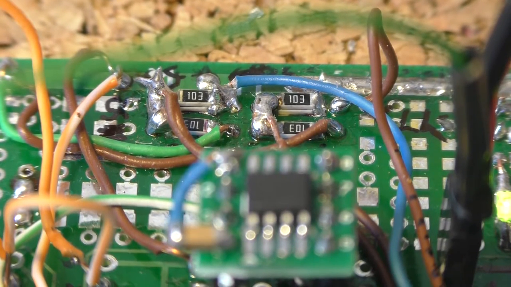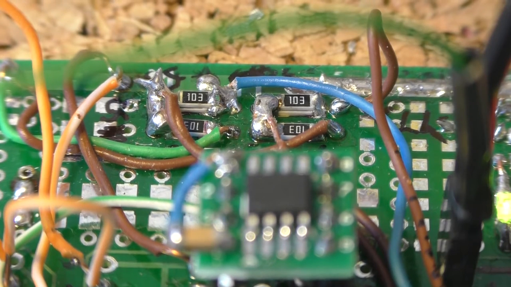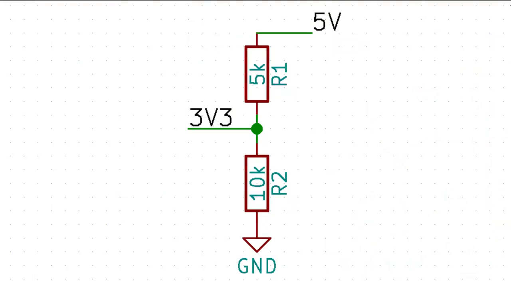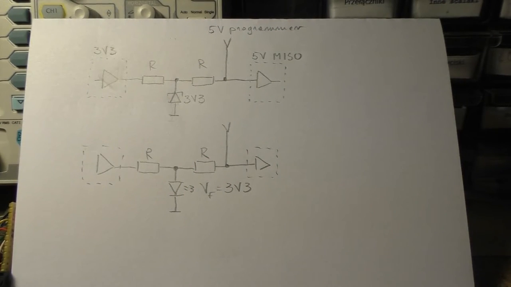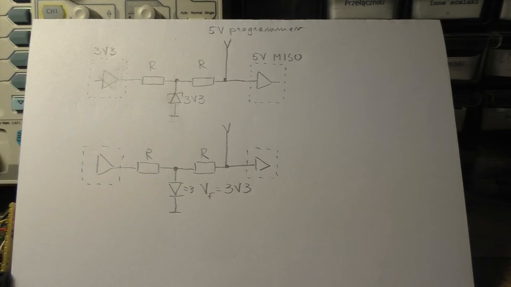You just have to use a voltage divider. And the values, in this case, for the voltage divider you can see on the screen. It's 5K and 10K, respectively. Normally, I could connect the 3.3V output directly to the 5V input. But in this case, the MISO input of the AVR microcontroller was also used in programming. And the programmer was 5V. So I needed to build a two-way level converter here.